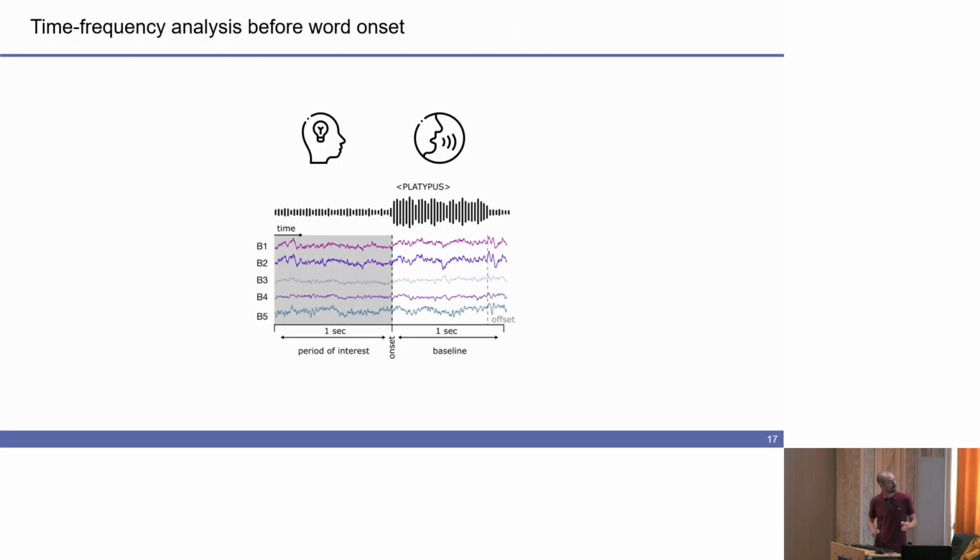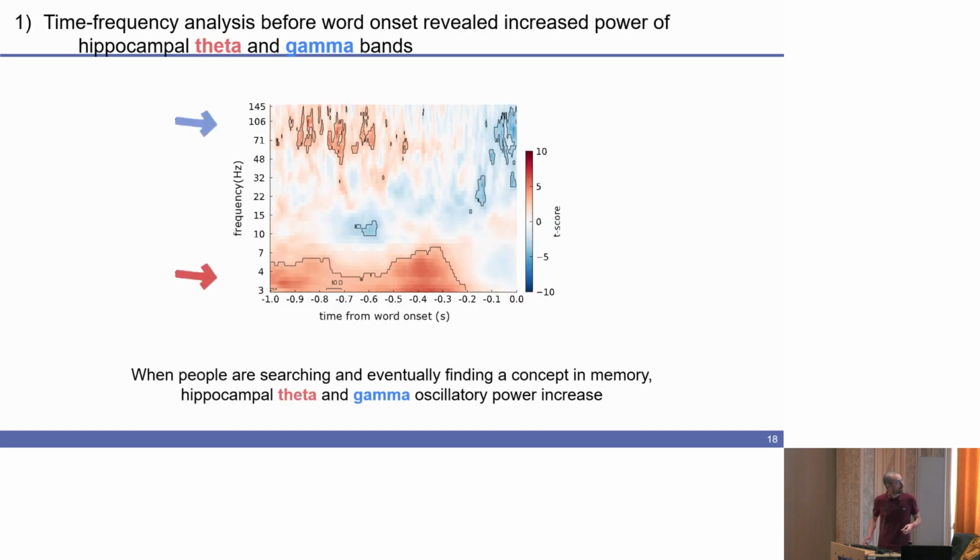And to address this question, we focused on the time window before word onset, based on the reasoning that in this time window, participants are searching for and eventually finding a concept in their memory. And what we found was an increase in theta power that you can see at the bottom, indicated by the red arrow, between 3 and around 7 to 8 hertz, and between -1 second and extending up to -200 milliseconds with respect to word onset.